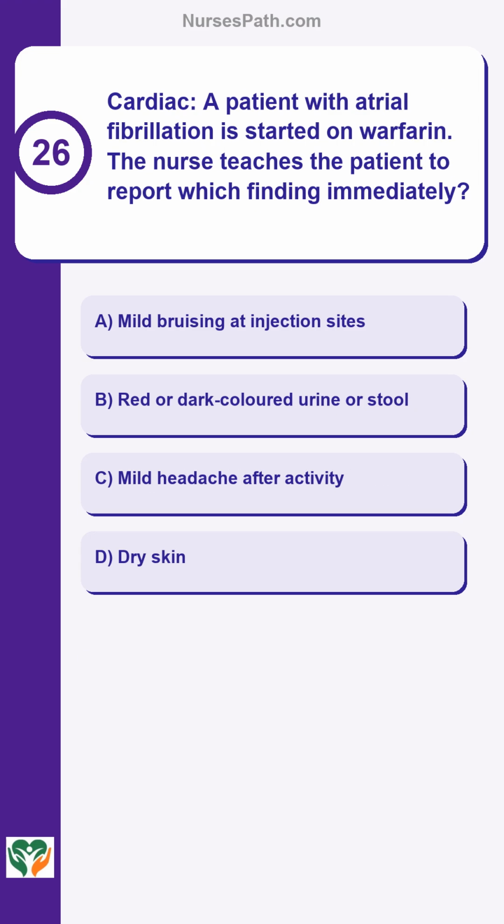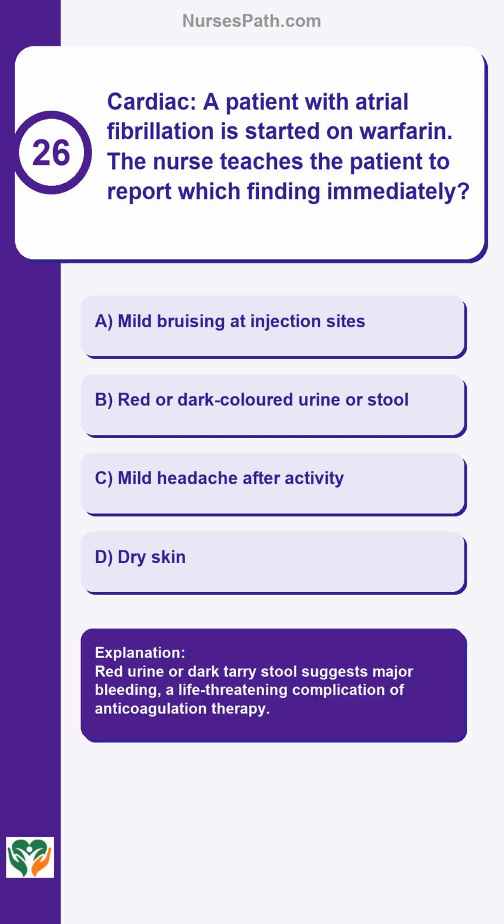Question 26. Cardiac. A patient with atrial fibrillation is started on warfarin. The nurse teaches the patient to report which finding immediately? Mild bruising at injection sites. Red or dark colored urine or stool. Mild headache after activity. Dry skin. Red urine or dark tarry stool suggests major bleeding, a life-threatening complication of anticoagulation therapy.